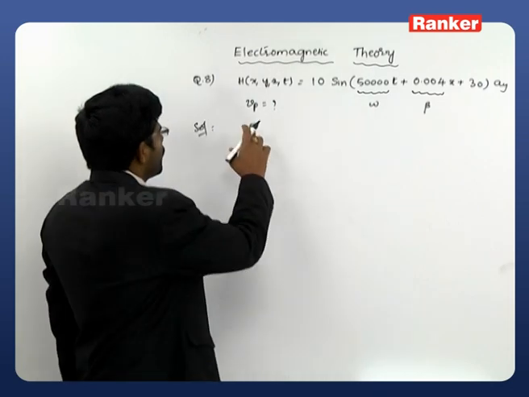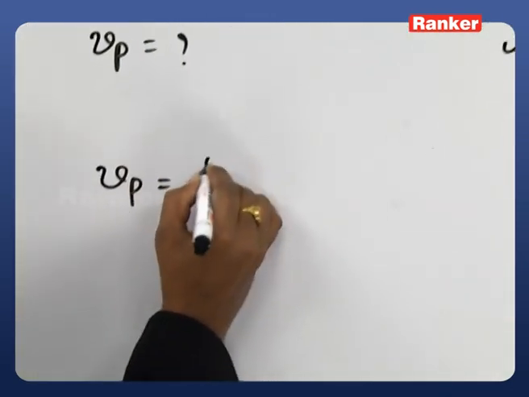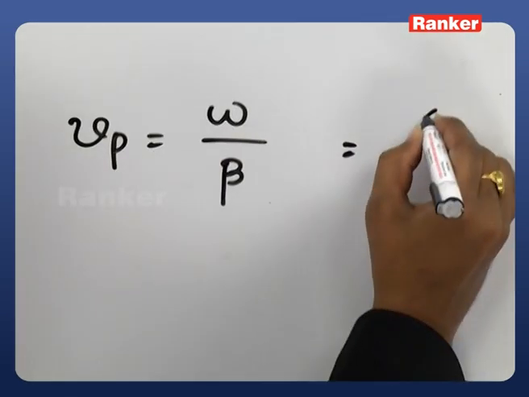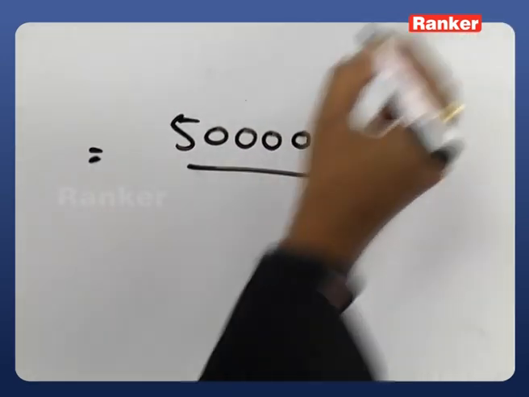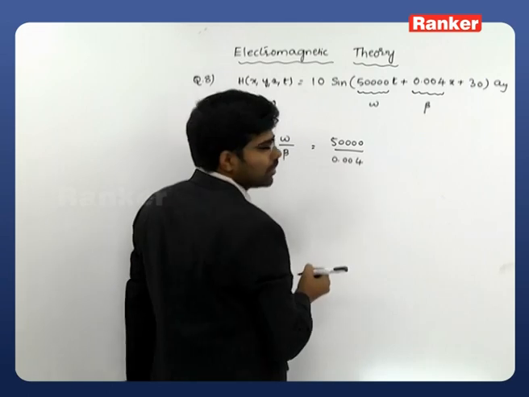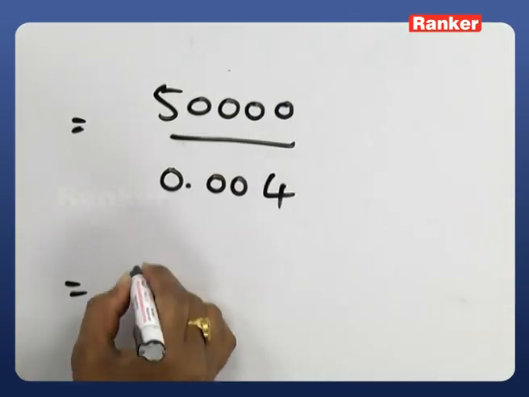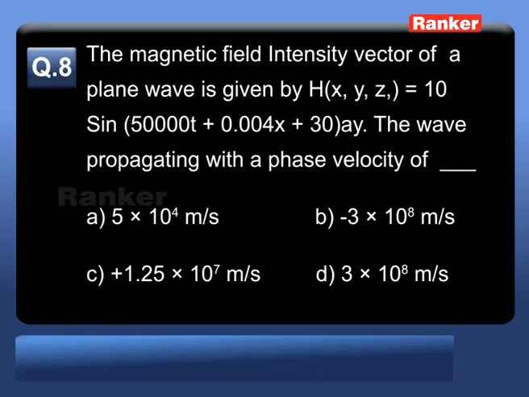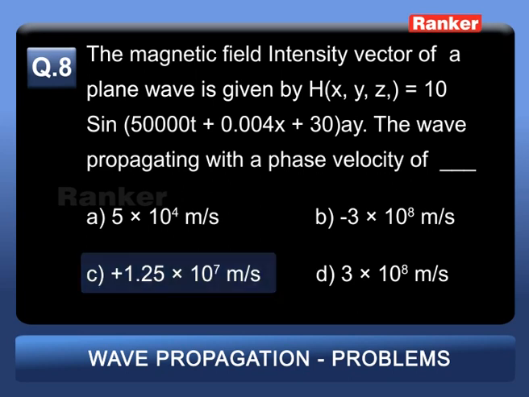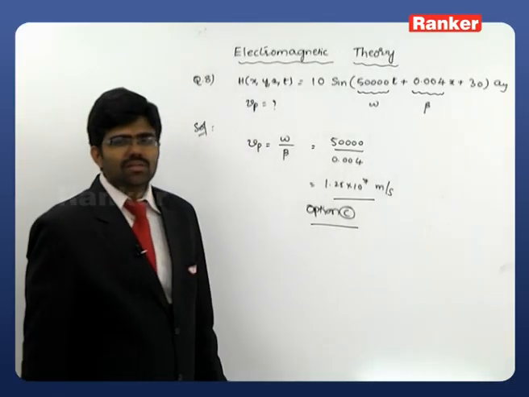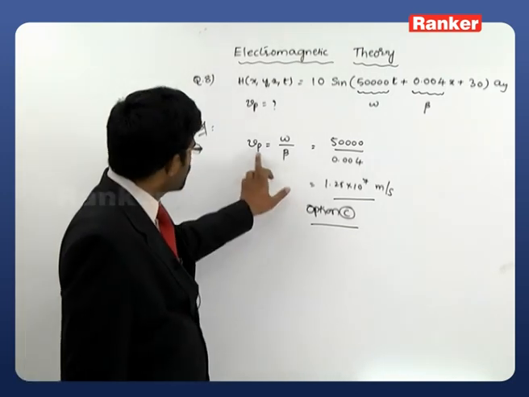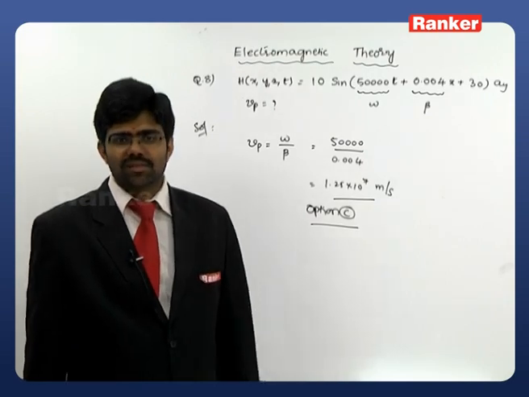Now we require the phase velocity. The phase velocity is described as omega by beta. Directly we have omega here, that is 50,000 divided by beta, which is 0.004, and if you solve this, simply what we get is 1.25 into 10 power 7 meter per second, and in our options, option C is correct for this question. It's a very simple one. We just need to identify the different parameters existing in the problem and take the relevant equation. Vp equals omega by beta will directly give us the answer.